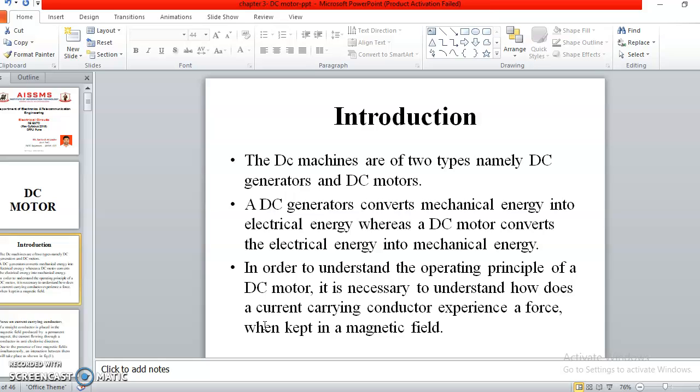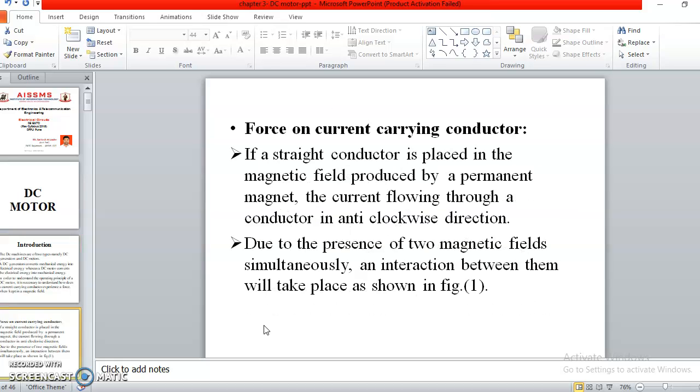In order to understand the operating principle of a DC motor, it is necessary to understand how a current carrying conductor experiences a force when it is kept in a magnetic field. So the basic working principle of DC motor says that when a current carrying conductor is placed in a magnetic field, it feels a force and it starts rotating. So we have to understand the basics of this.